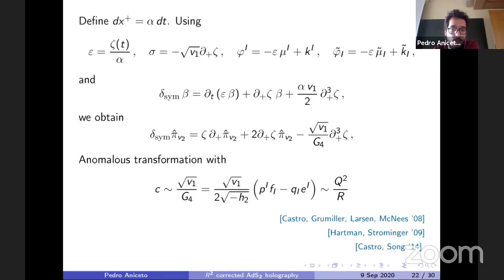But when you consider R-square corrections, this is no longer the case. So we have not captured in any way the entropy of our four-dimensional black holes with this central charge.